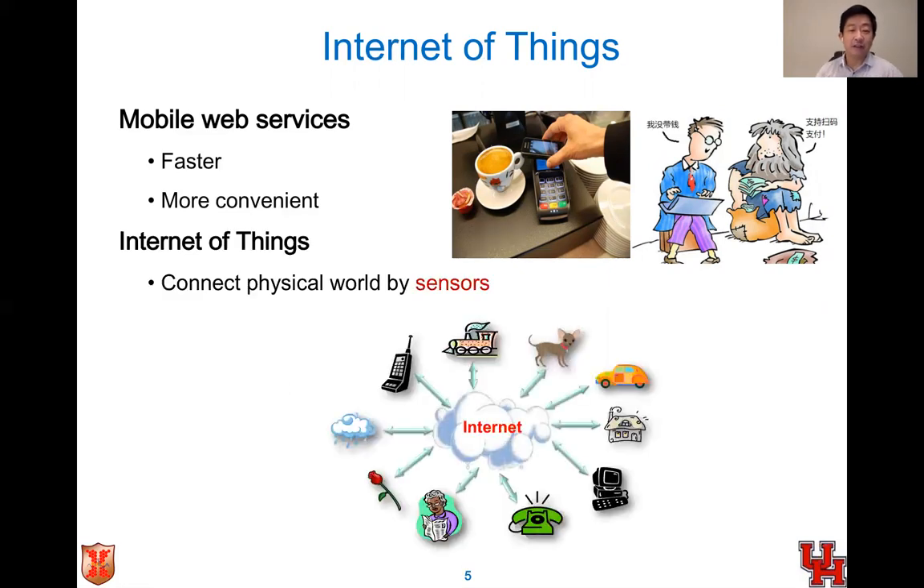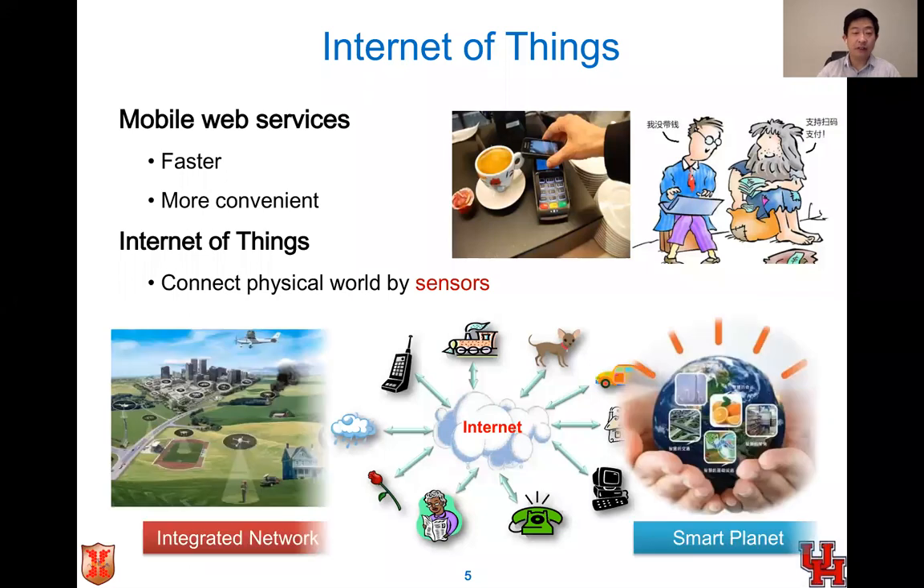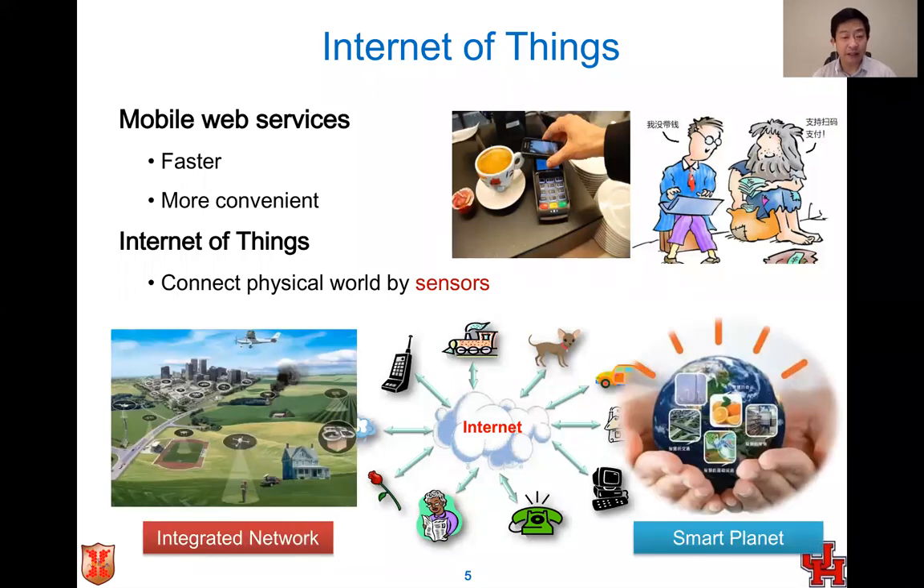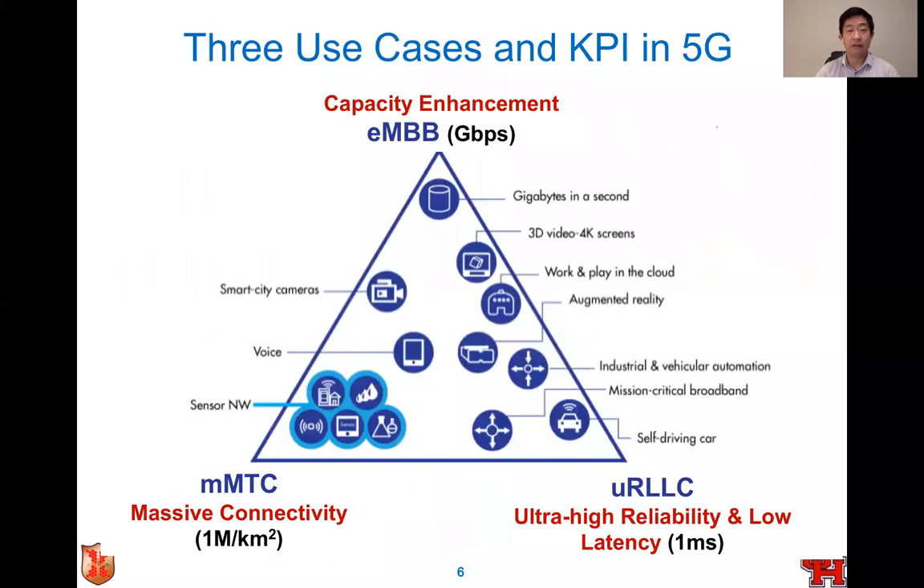For the Internet of Things, they connect all types of sensors everywhere, billions and zillions of sensors, which need an integrated network and will become a smart planet. And to implement such a thing, the cell phone system is very important.